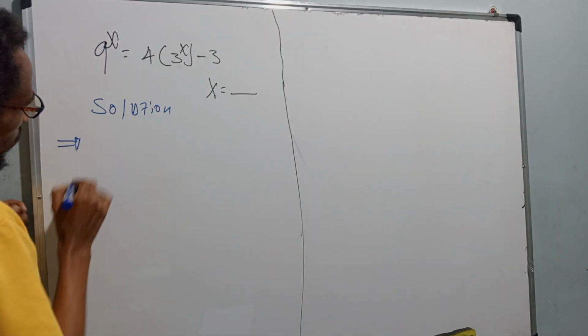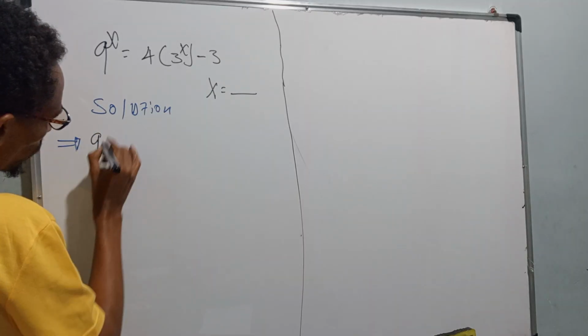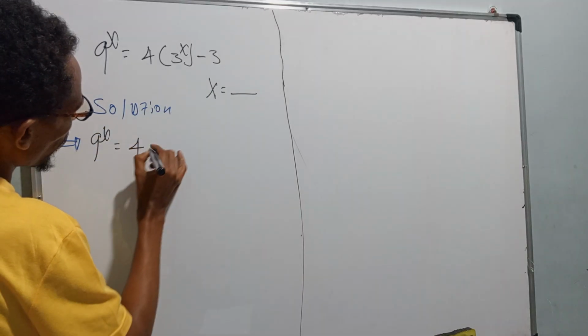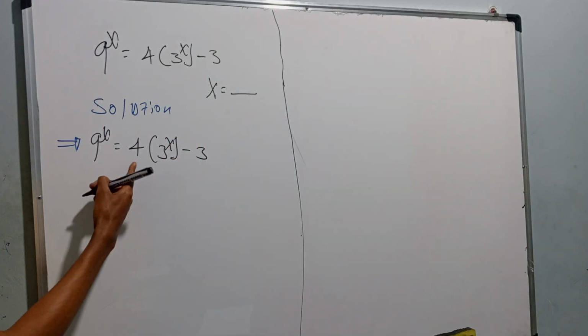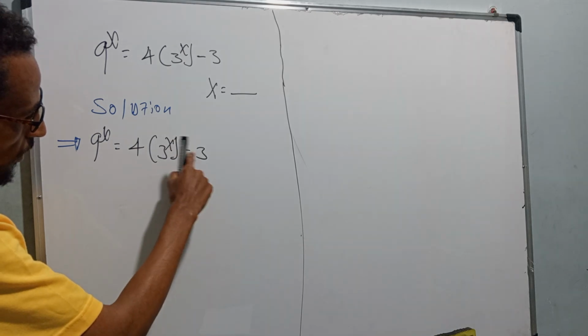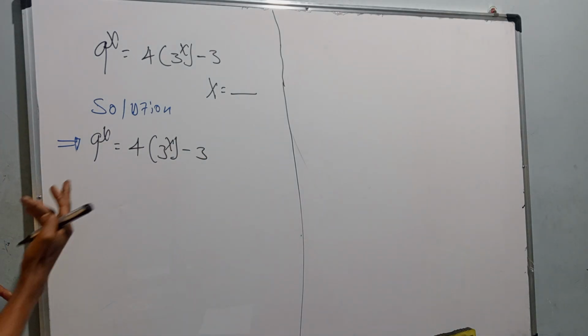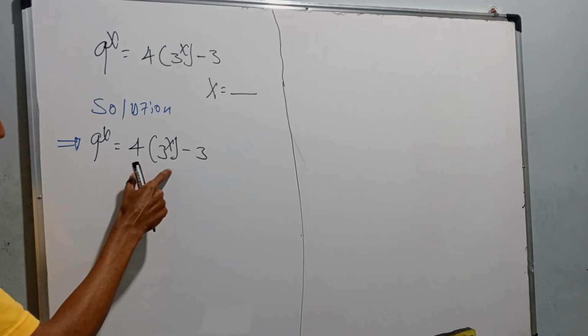Starting the solution, we begin from the given equation. The equation is 9 to the power of x equals 4 times 3 to the power of x minus 3. So 4 is taken as the constant multiple of 3 to the power of x, then minus 3. Now we must apply the rules of the same base on both sides of the equation.